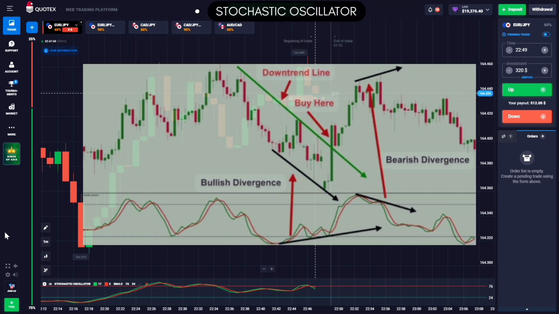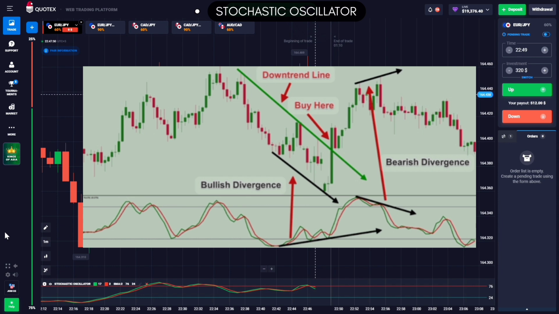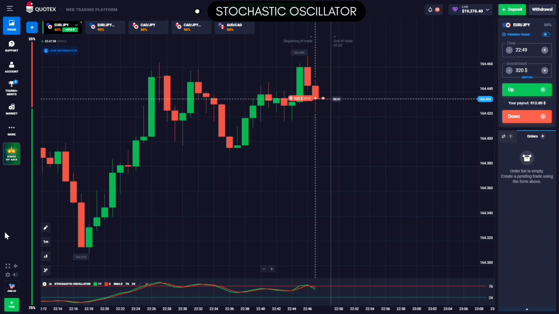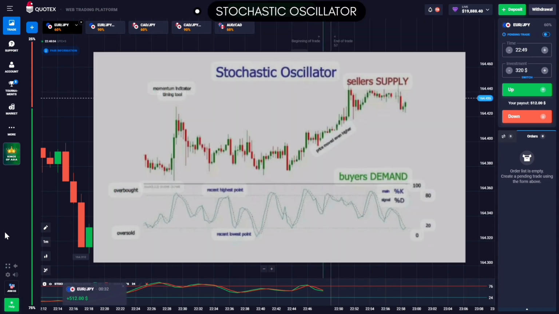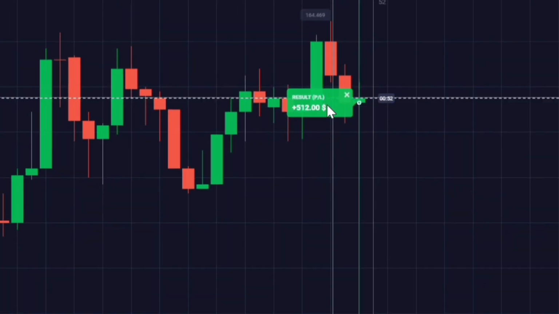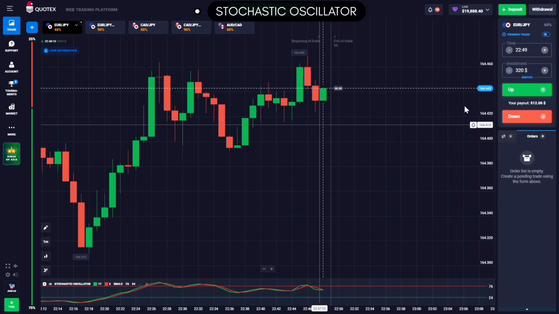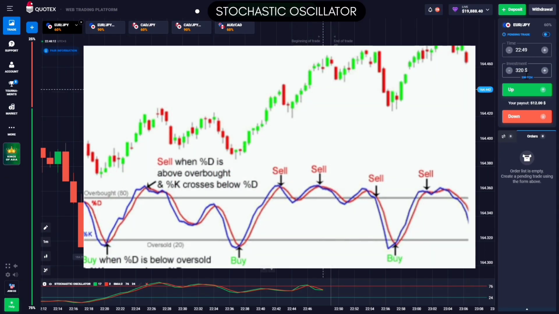Strategy 3, divergence trading. Highlight divergence examples where the price and indicator move in opposite directions. Look for divergence patterns between price and the stochastic indicator. Bullish divergence: price makes a lower low, but the indicator makes a higher low, a strong buy signal. Bearish divergence: price makes a higher high, but the indicator makes a lower high, a strong sell signal.